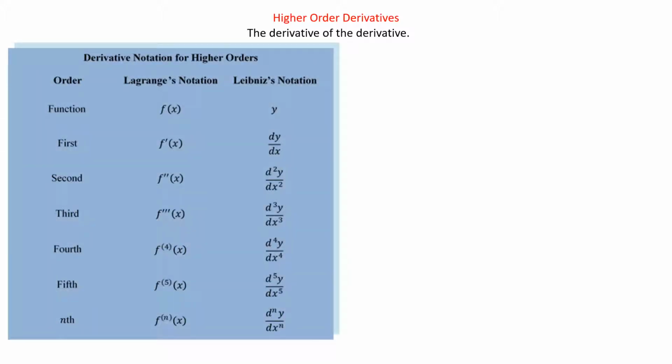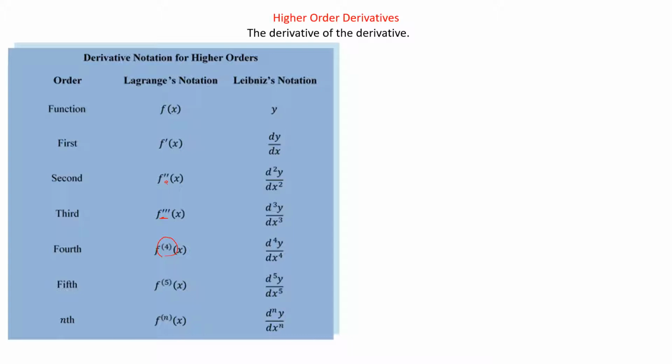We have notation for both Lagrange and Leibniz, and technically, y could be used for Lagrange notation as well. We don't usually, but we could. But the notation here for Lagrange, we have f of x is our function and f prime of x is the derivative. And then second is f double prime of x. Third, we have f triple prime. Fourth, once we hit fourth, we put the exponent in parentheses. We make it as an exponent, but we use a numeral. But we put it in parentheses so it doesn't look like an exponent.